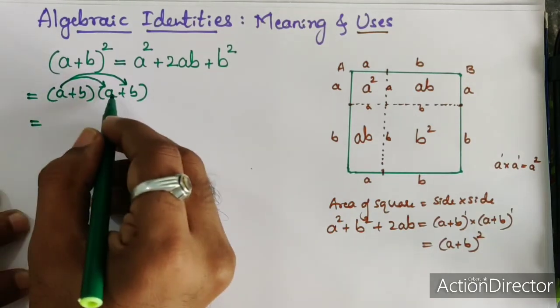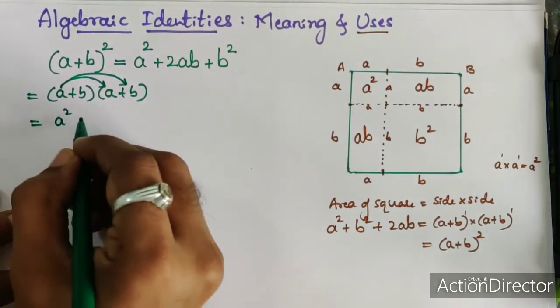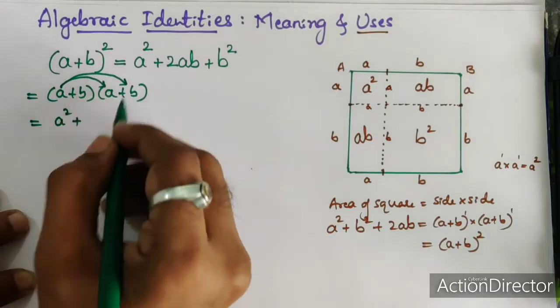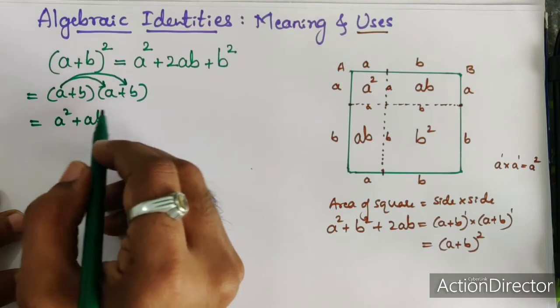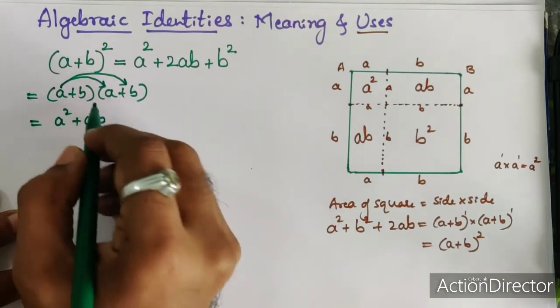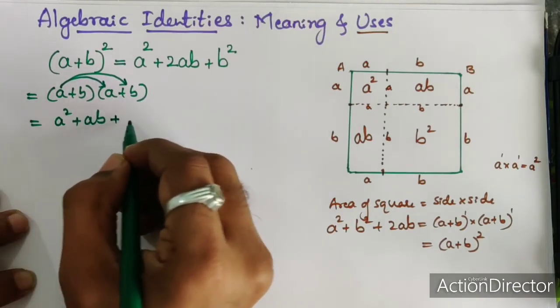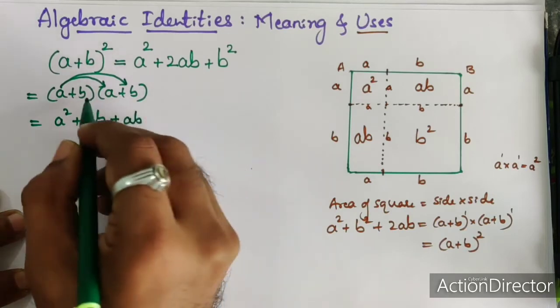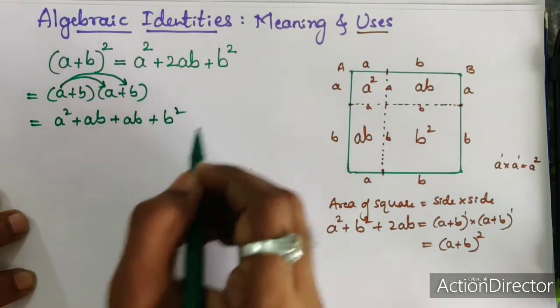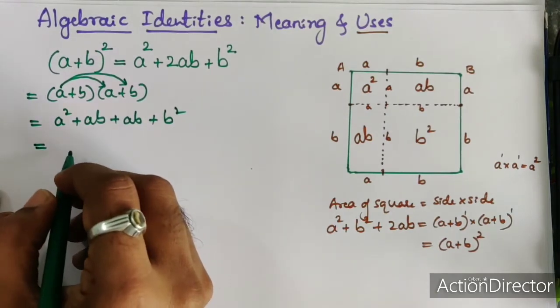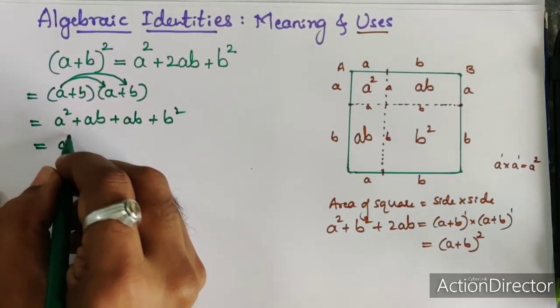So first a into a is a square plus a into b, ab. Now a has multiplied to both of them. Now b will have to multiply to both of them. So b into a, and a into b is same, right? So then b into b. So that is b square.